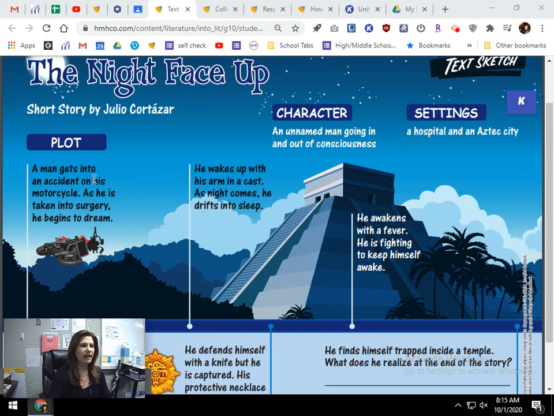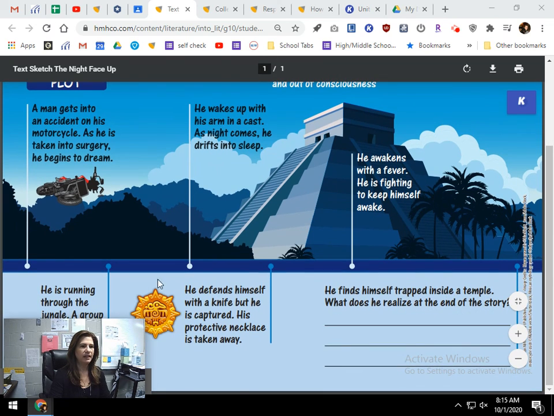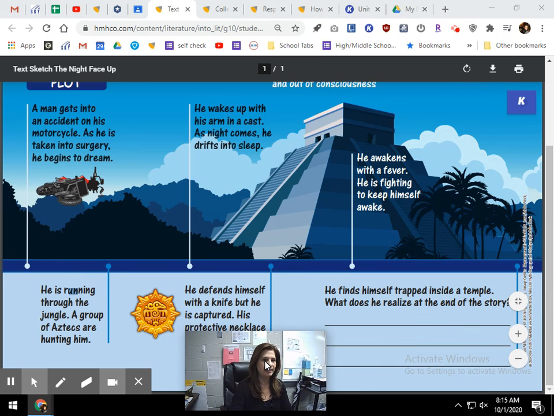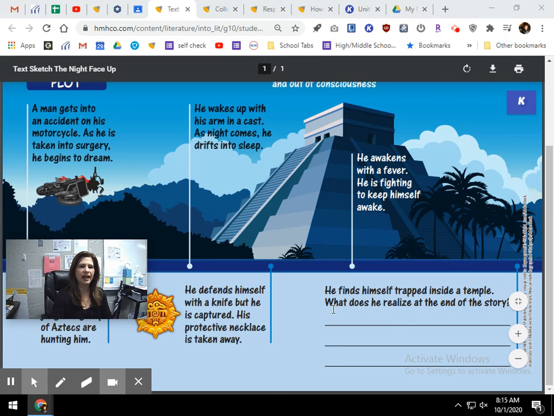It tells you a man gets into an accident on his motorcycle and he is taken into surgery and he begins to dream. He wakes up with his arm in a cast, and as night comes, he drifts to sleep. He awakens with a fever and he is fighting to keep himself awake. So here's the first thing. The character is an unnamed man. The setting is a hospital in an Aztec city. Then he's running through the jungle and a group of Aztecs are hunting him. He defends himself with a knife but is captured and his protective necklace is taken away. I think I missed that in the story. Do y'all remember that? They took away his protective necklace. He finds himself trapped inside a temple.